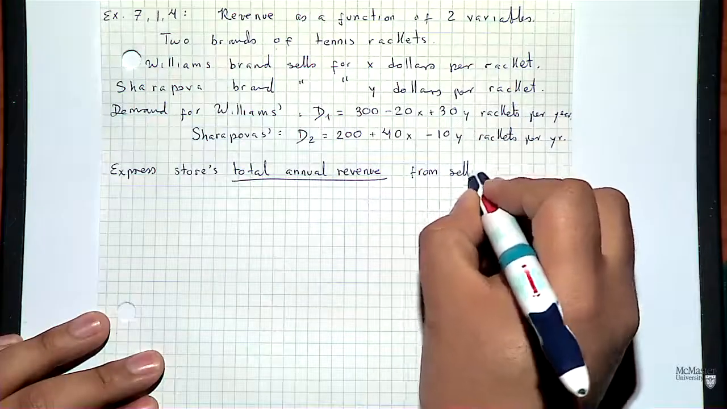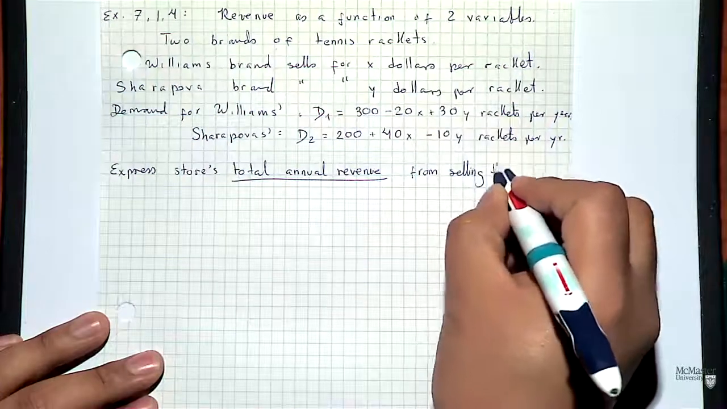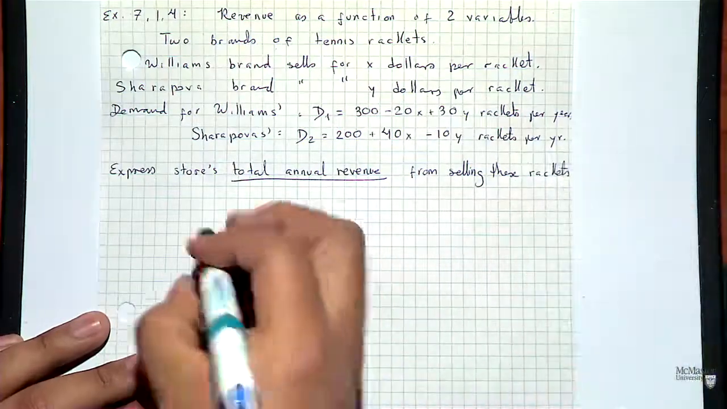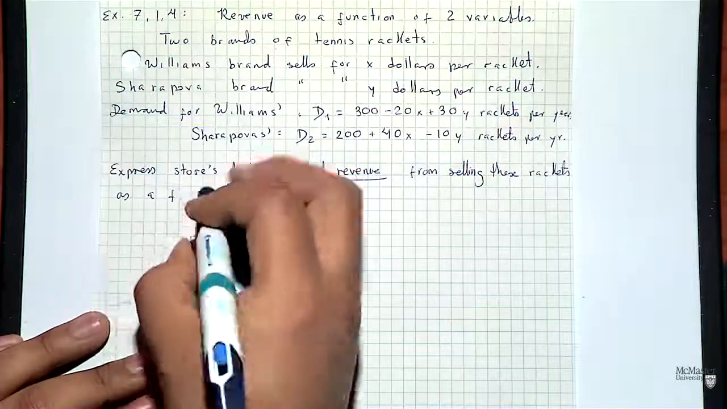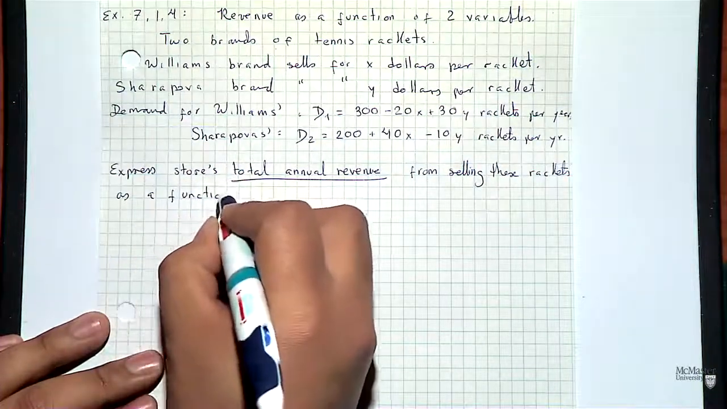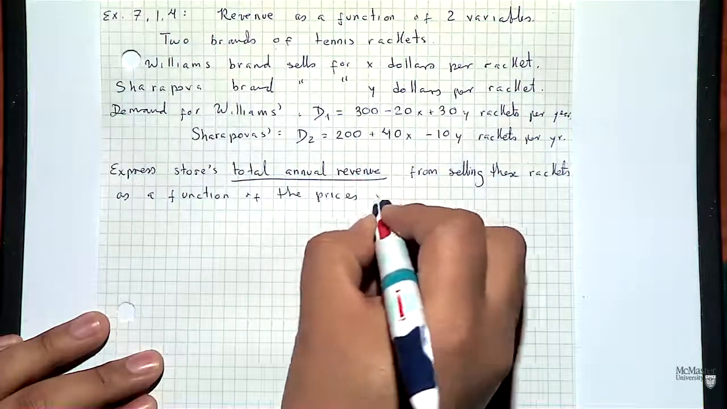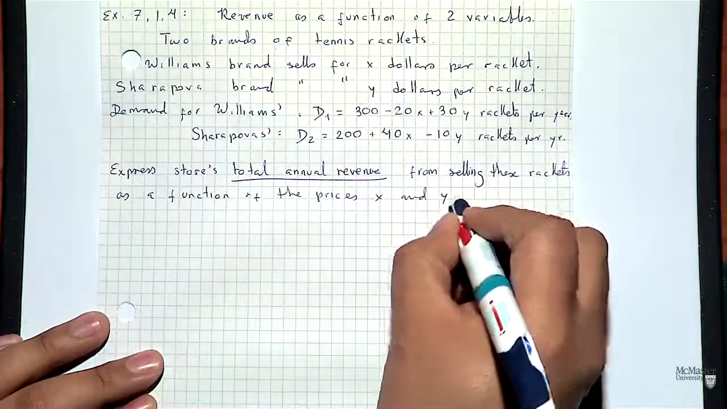From selling these rackets as a function of the prices, which are X and Y.